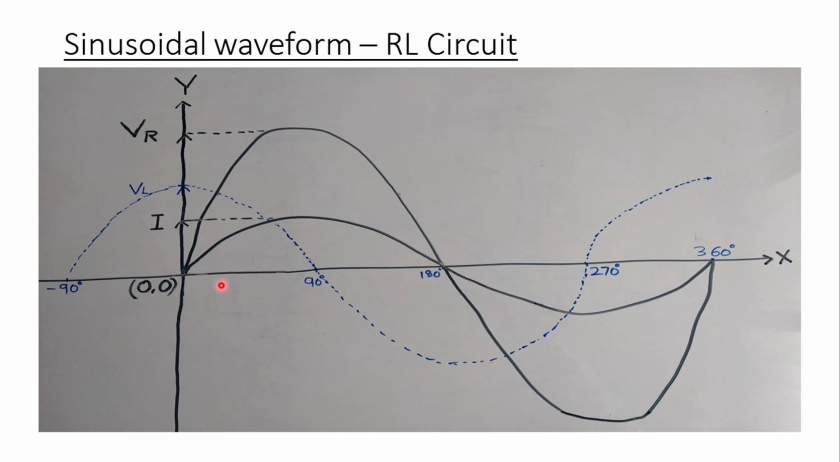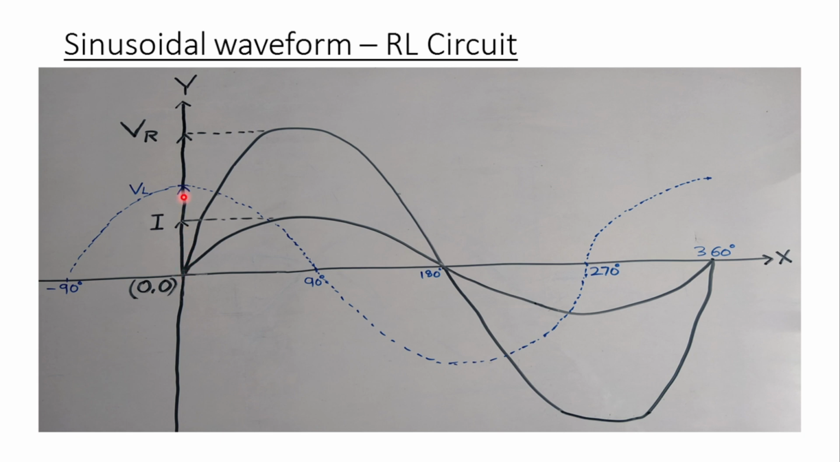Sinusoidal waveform in RL circuit. The waveform of VR and I starts from the origin and increases simultaneously, and the magnitudes of VR and I reduce at the same time. But the waveform of VL is already at magnitude VL at the origin. This is an indication that VL is leading VR and I by 90 degrees.